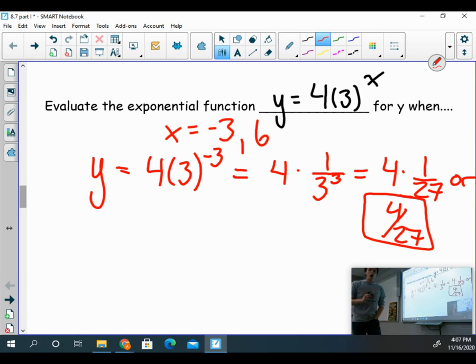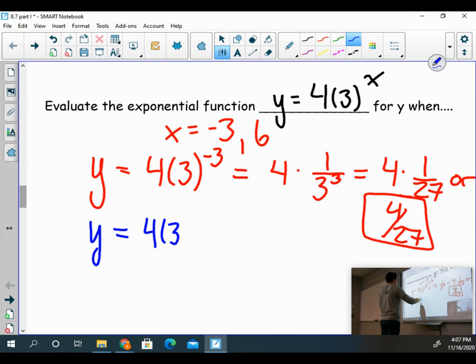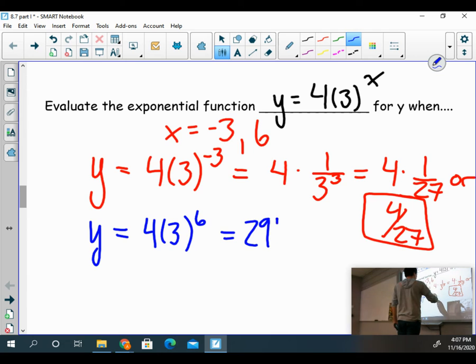This is, again, why we learned those exponent rules. How did we evaluate the other one? Well, the other one's a little simpler because there's no negative exponent. Just simply 4 times 3 to the 6th power. Make sure you handle the 3 to the 6th power first. When I do 3 to the 6th power, I get 729 times 4, 2,916.